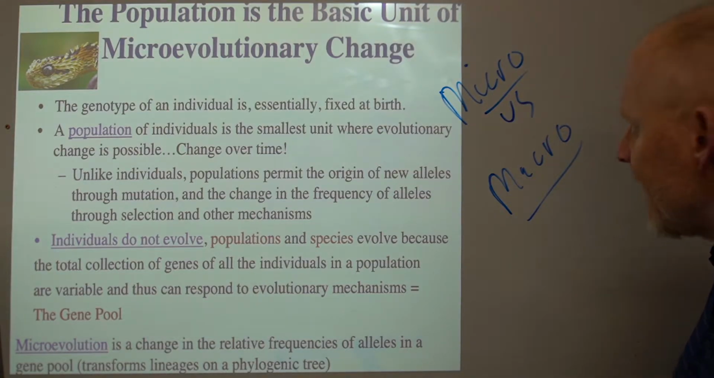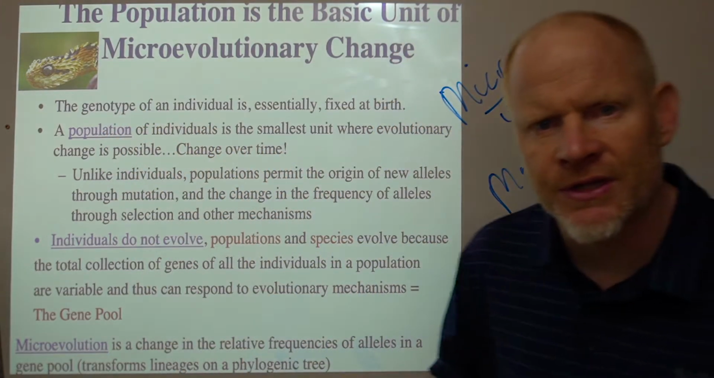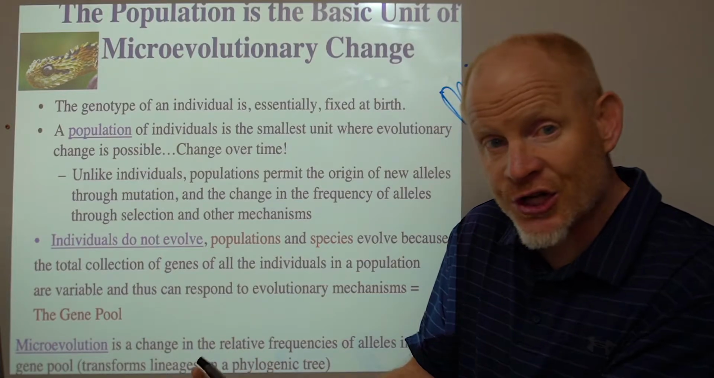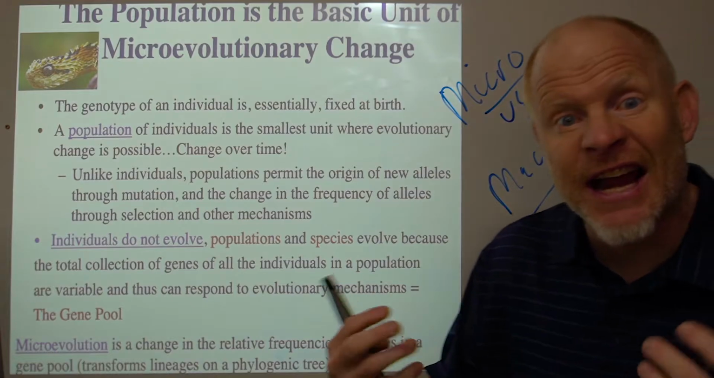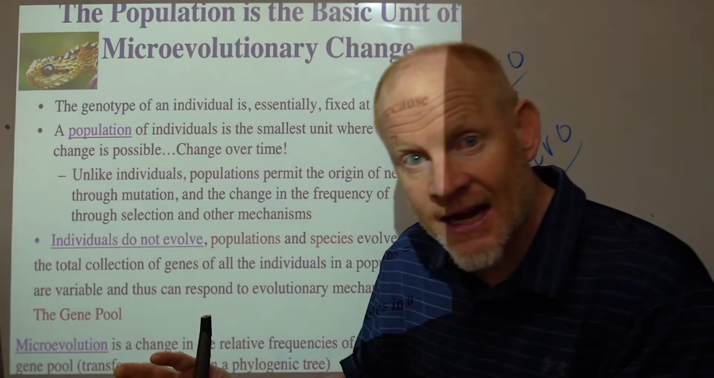Now, what we need to understand is that populations evolve, not individuals. Individuals are fixed. When they're born, their genotype is fixed. They can't change it, right? Populations can evolve because there's variation in what each individual looks like. That is, there's not one individual that's all the same.